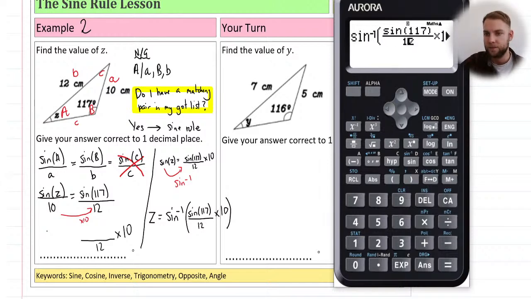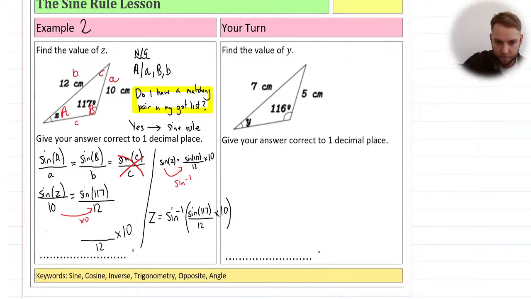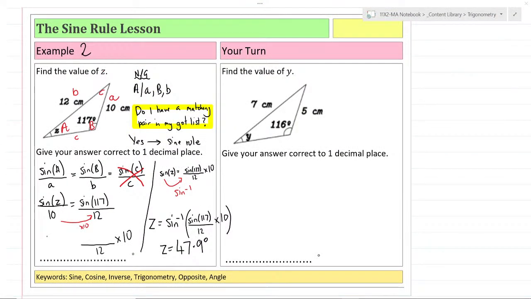There we go. So just to check, sine to the minus 1 of sine of 117 over 12 times by 10 is equal to 47.9 to 1 decimal place. Brilliant. So have a little go at that one on the right hand side then.